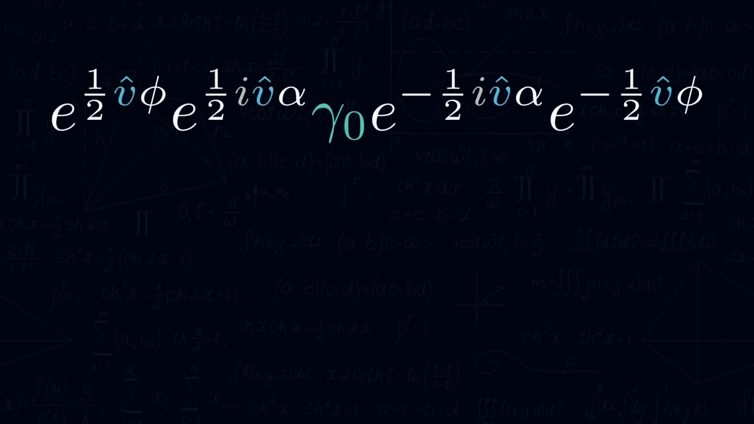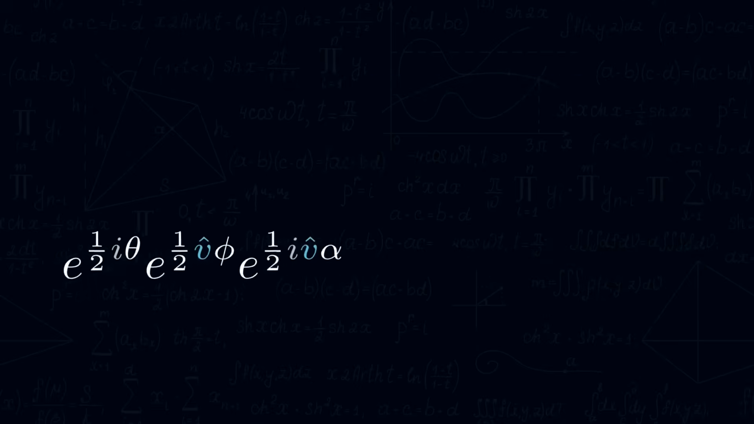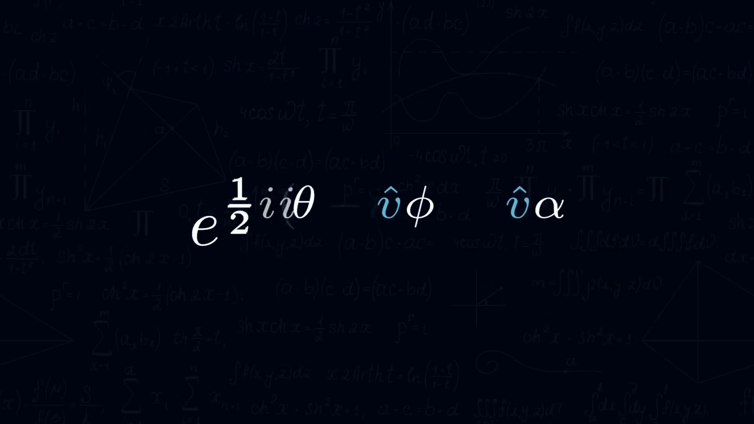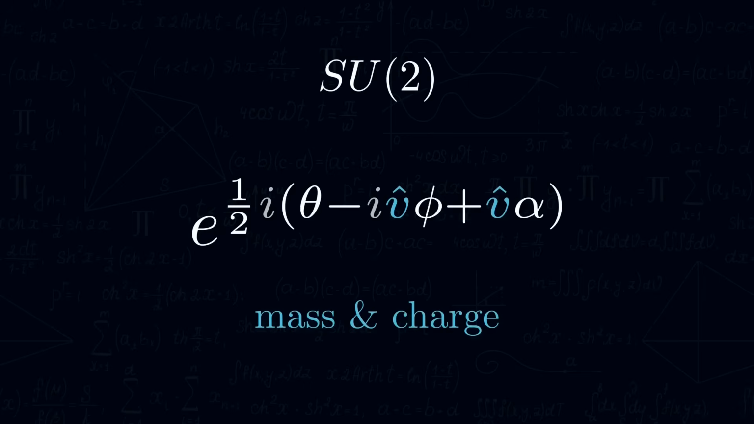But in this series, we're going to consider a third exponential, a simpler one, just a complex number. The idea is to use it to build a more complete rotor, one that captures not just the motion of massive particles, but also charged. Have you ever heard of U1 symmetry? How about SU2 or SU3? If you haven't, that's okay. We're about to explore the math behind them.